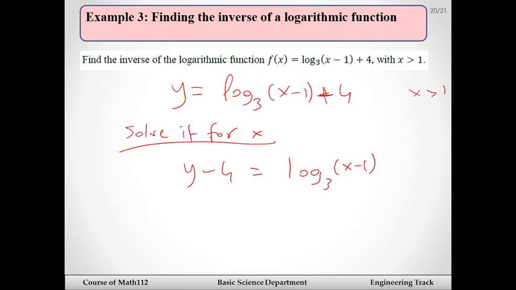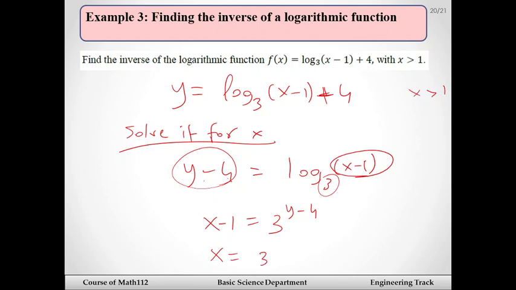Now convert this one to the exponential form. What does this mean? The base is 3. And what power of 3 makes this? This is 3 to the y minus 4 power is equal to x minus 1. Now what is x? So you send this one to the other side, and then you change x with f inverse of x and y with x. So this is the method I use. Now you can use other methods, as long as your answer is correct, so there's no problem.